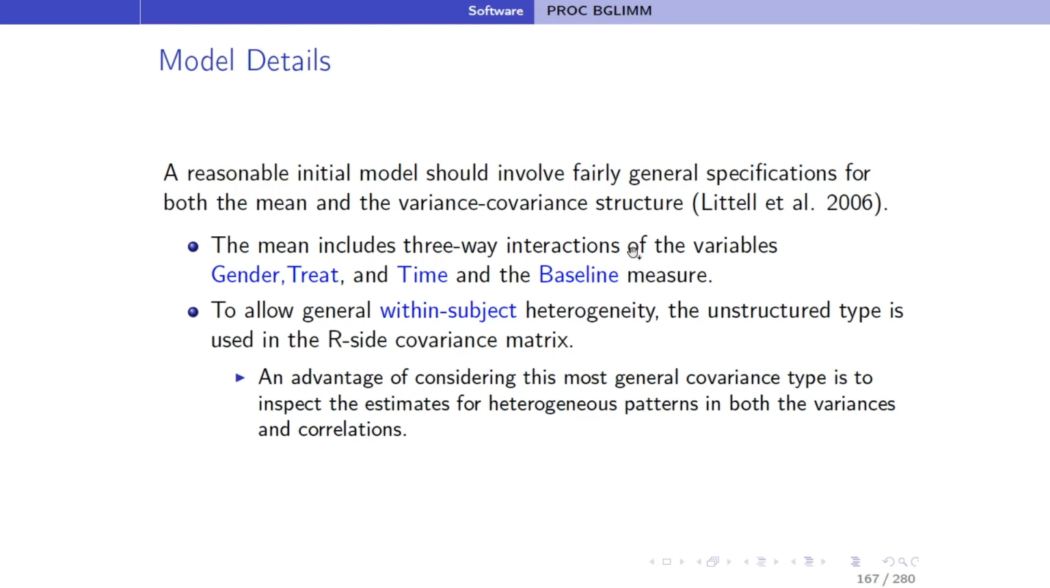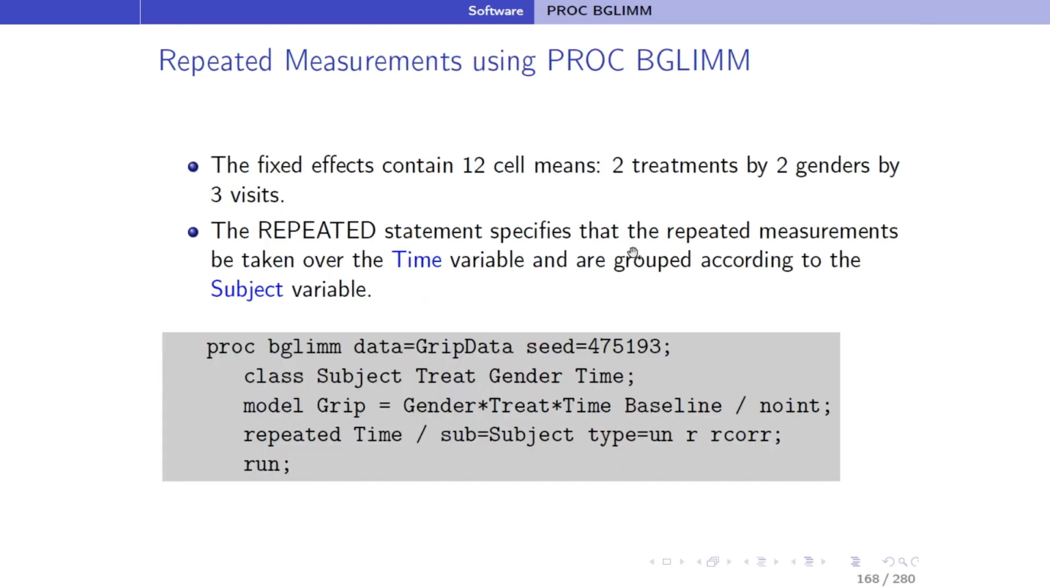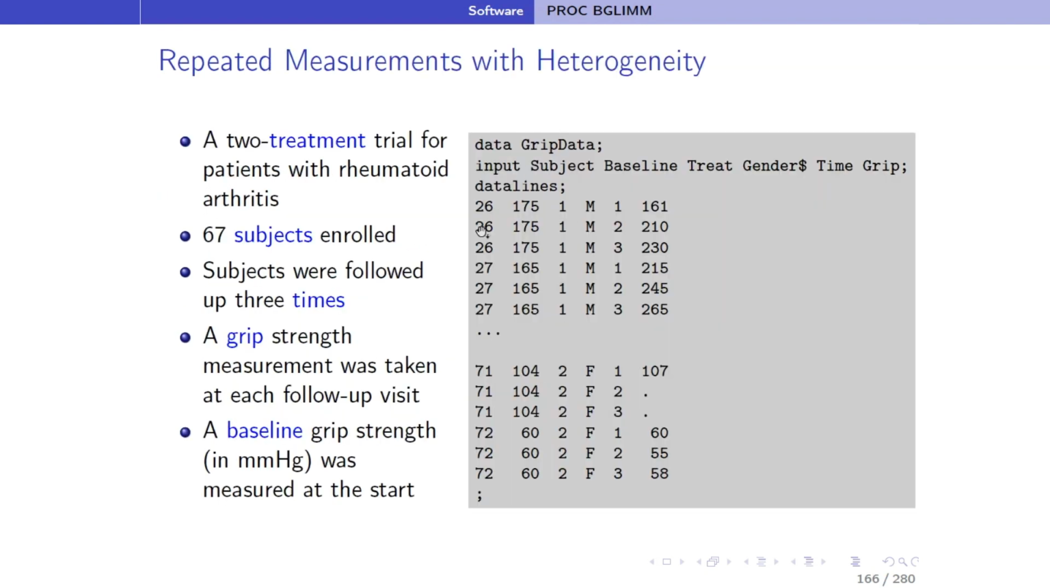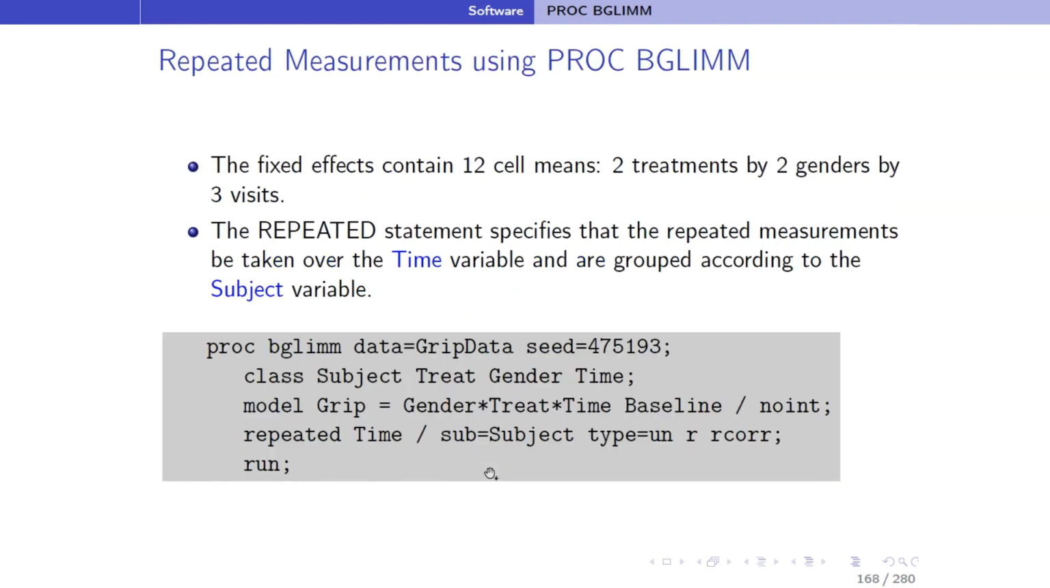So the unstructured type used in the residual side is the R-side covariance matrix, just to see if there's a pattern. The three-way interaction of gender, treatment, and time is specified in the model statement. The baseline is a covariate, and we remove the intercept from the model. Now we add the repeated statement of time with subject equal to subject. Subject is the first column, so 26 is one subject, 27 is one subject, and so on. The type is UN, the unstructured R-side covariance type.